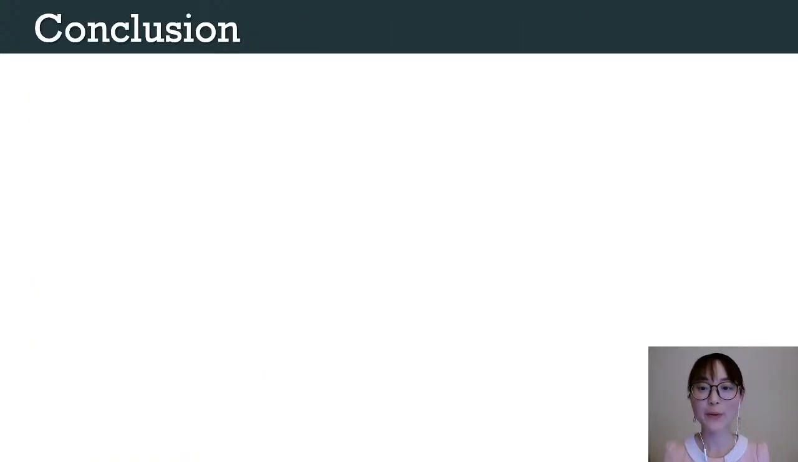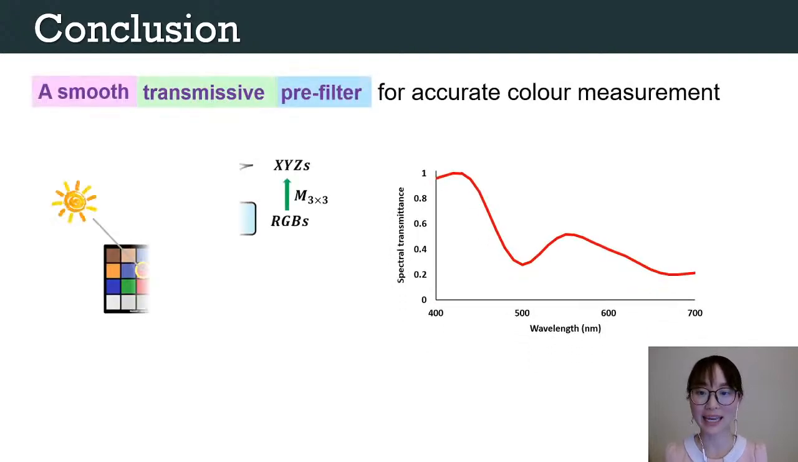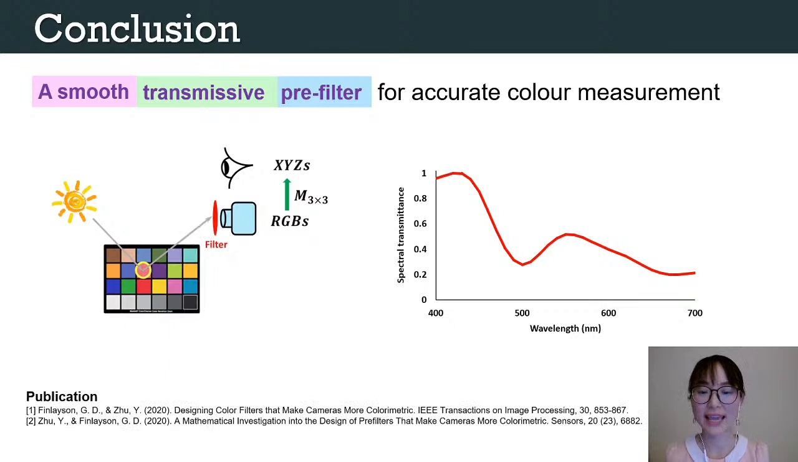To conclude, we show in our work that we can design and find smooth and reasonably highly transmissive filters that can be used to improve the color measuring performance of digital cameras. And as such, the camera can be used for accurate color measurement.